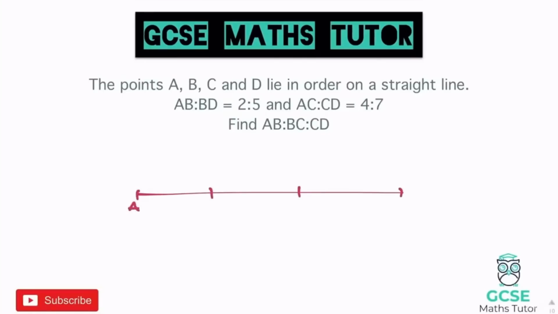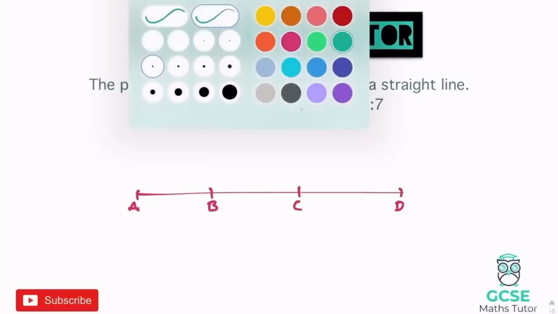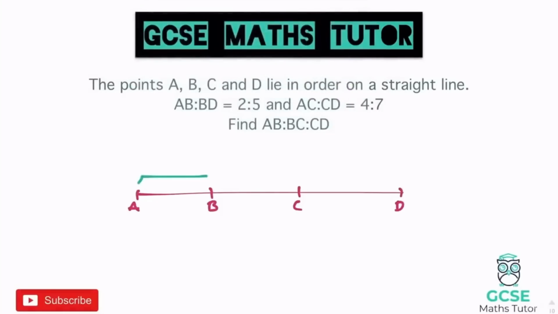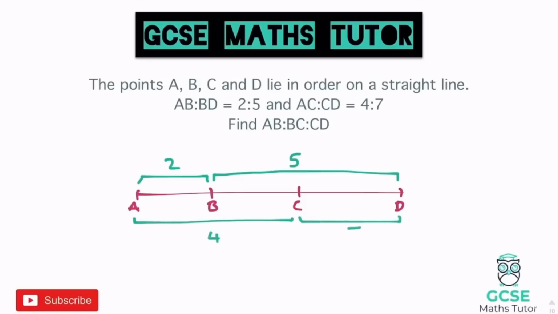So we've got A, B, C and D. Now it says the ratio A to B, B to D is 2 to 5. So that's this bit here, and I'm going to do this in a different colour. We've got A to B there, and that's 2, and then B to D to the end, 5. Then we've got the other ratio that's given to us. We've got A to C, which is 4, and we've got C to D, which is 7.